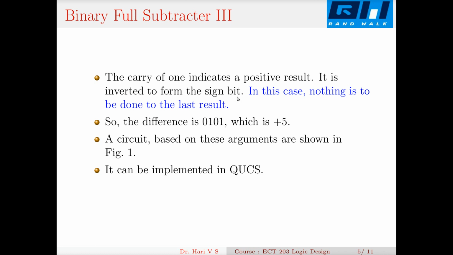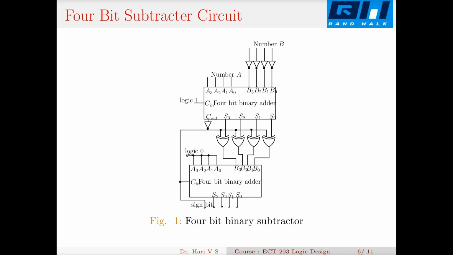This is inverted to form the sign bit. In this case, nothing is to be done to the last result. So a circuit based on this argument is shown in this figure. What happens is, this is a 4-bit subtractor circuit.